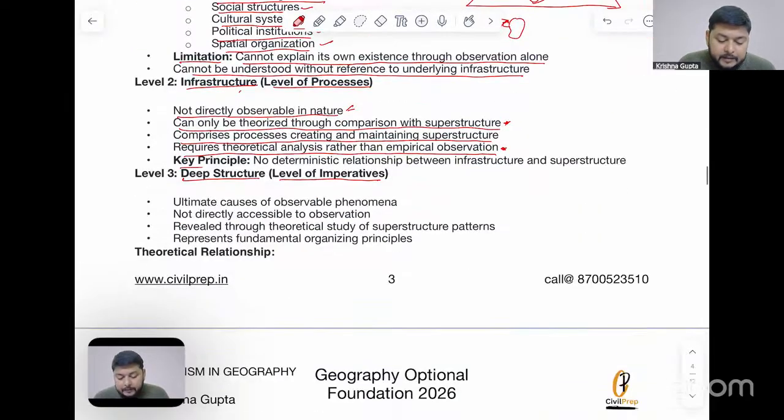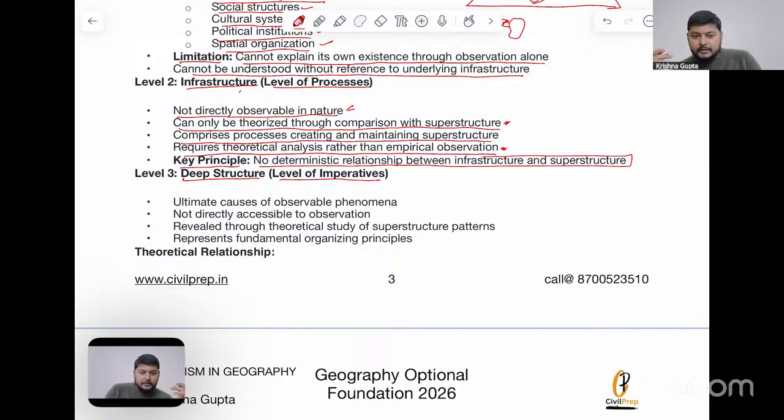So the key principle here is no deterministic relationship between infrastructure and the superstructure. Infrastructure and superstructure cannot be interlinked directly, but infrastructure has to be studied by studying the various superstructures and the various components of superstructures and analyzing them. This can only explain to us what the infrastructure is.